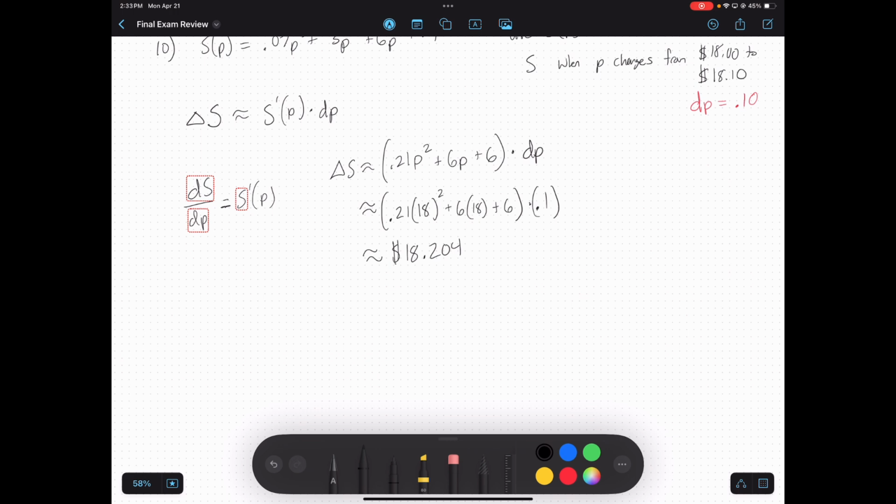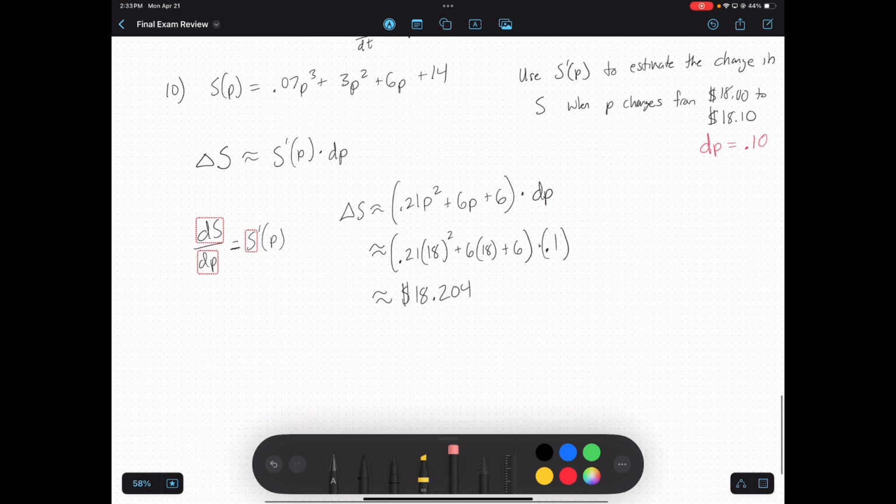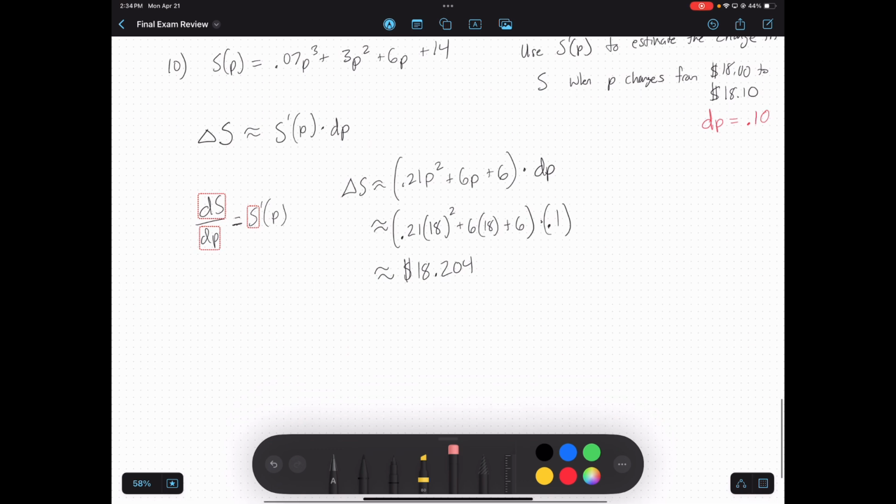No, sorry, that's not a dollar amount. Is it a dollar amount? What does S represent? I don't have the exact thing in front of me. Regardless, you get 18.204. Any questions about this one? So yeah, this is differentials and marginals from 2.6. Okay, moving on.